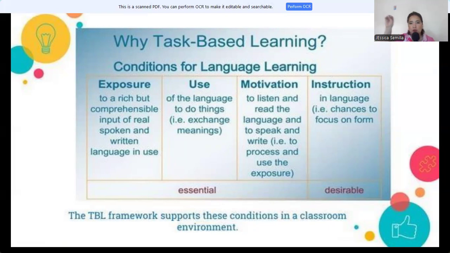So, of course, what do you mean by that? Exposure is exposure to the use of language. Use is basically more of exchanging meaning. The third one is motivation, meaning they get the essentials of being exposed. And then the instruction is about whether they can do it properly. Are they doing it appropriately based on the given goal of the certain task?